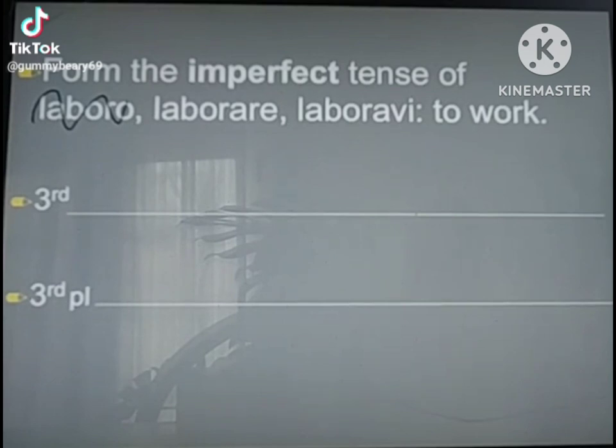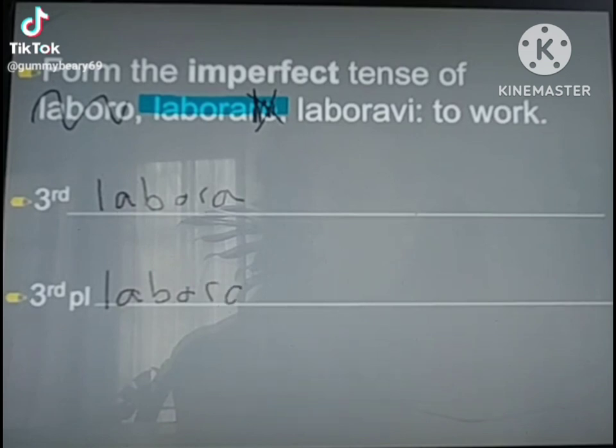Remember, laboro means I work. It's present tense. For the imperfect tense, we're going to use the second principal part, laborare. But I need to chop off the R-E when I'm forming it. So take off that R-E, and I'm going to plug it in down below. So labora, labora are my stems there.